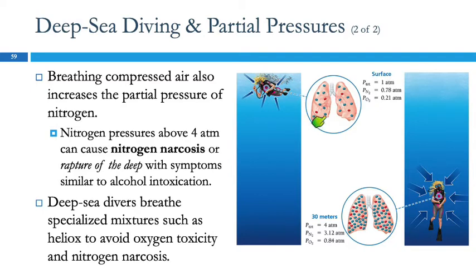So up at the surface, we have a total pressure of 1 atmosphere. So then the nitrogen is 0.78, oxygen is 0.21. Down here at 30 meters, we need a total pressure of 4 atmospheres. Now we've got 3.12 atmospheres of nitrogen and 0.84 of oxygen. So now we're getting to the situation where we're going to get too much nitrogen.